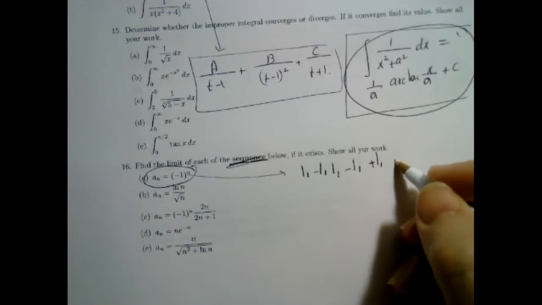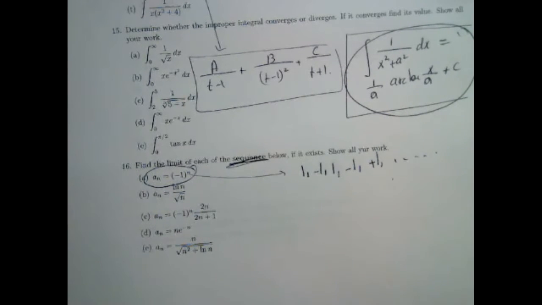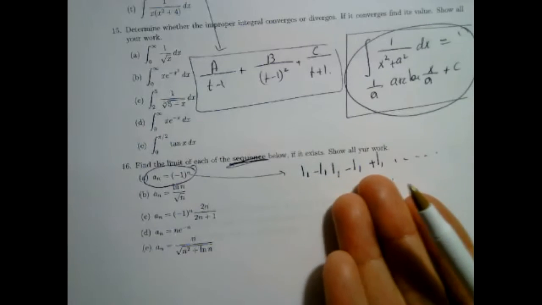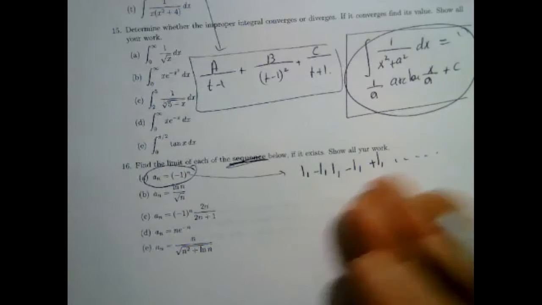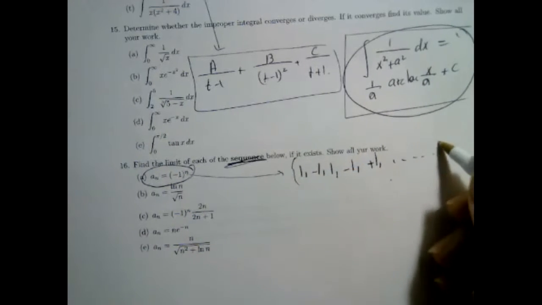Sorry. And so on and so forth. So does this limit exist? No, because the terms don't get close to any fixed number. They keep alternating between -1 and 1. So this one, let us say, diverges.